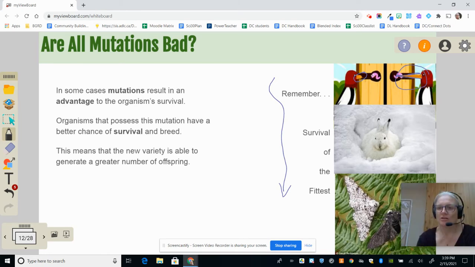Same with the fur color. Slight variations or mutations might create a variation that is going to give that organism a better chance at surviving and reproducing than other organisms. So mutations can be very good and have led to survival of organisms too.